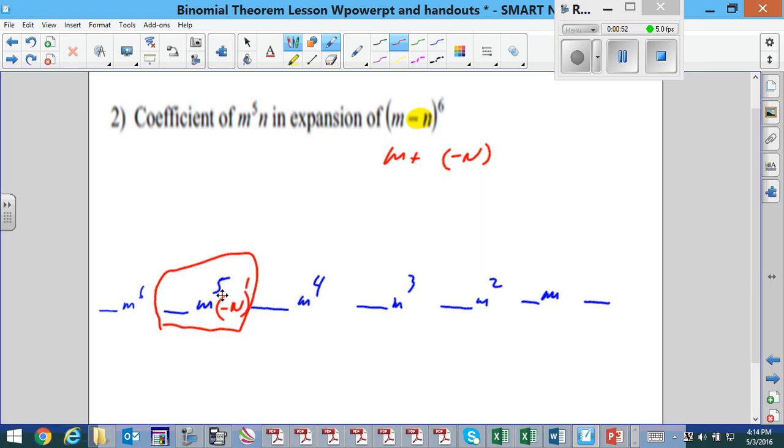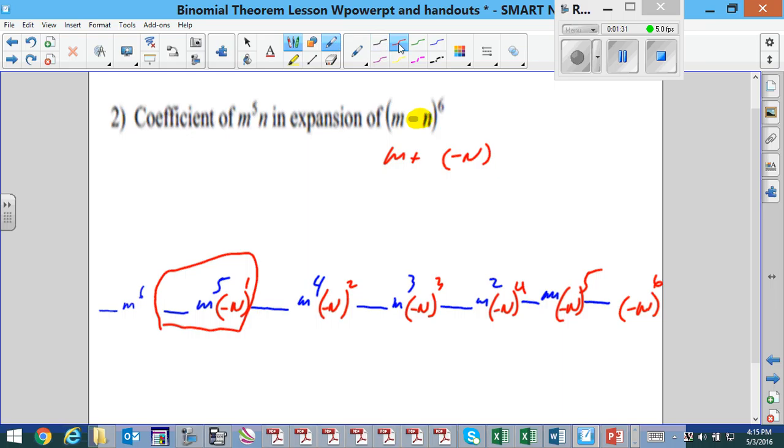So as I go to add them in, I really need to think of negative n to the 1st power. It was to the 0 power here. It's to the 1st power here. Here it's going to be negative n to the 2nd. Here it's going to be negative n to the 3rd. Here it's going to be negative n to the 4th. Negative n to the 5th. And negative n to the 6th. Okay?